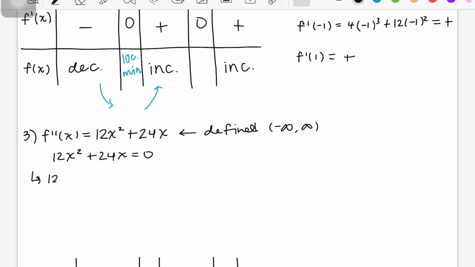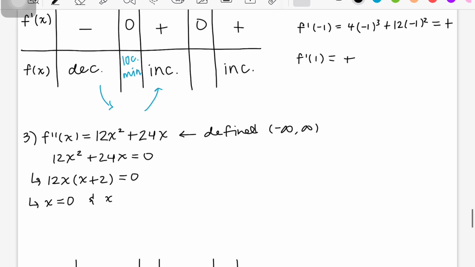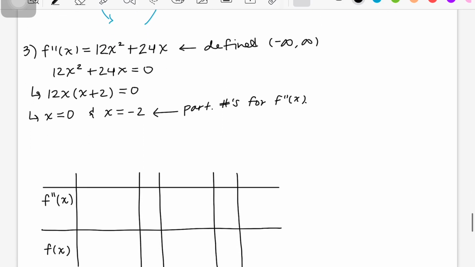We can factor out a 12x from both terms here. And so this tells us for this to equal 0, x either needs to be equal to 0 or x is equal to negative 2. So these are our partition numbers for our second derivative. Okay. So this breaks our domain up into these intervals. Remember, these are the intervals where our second derivative can change sign.